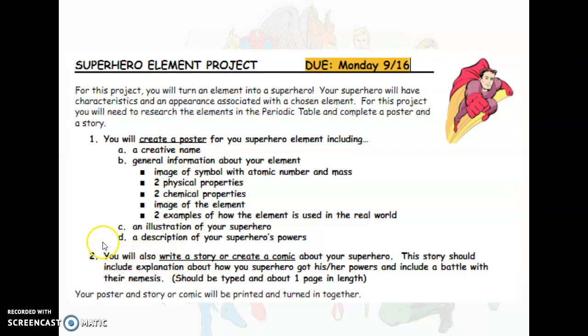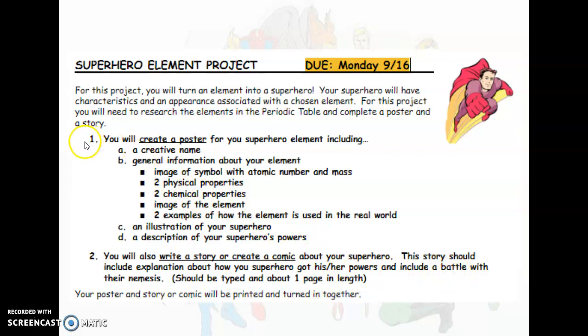For the second part, you will also write a story or create a comic strip about your superhero. The whole point of the comic strip or the story is that we're going to be looking at a battle. So the story should include an explanation of how your superhero got his or her powers and include a battle with their nemesis. For example, if my element that I'm researching is sodium, I know sodium is very reactive with water. So water could be sodium's arch nemesis, as an example, just something for you to go off of. The key thing is there should be a battle.